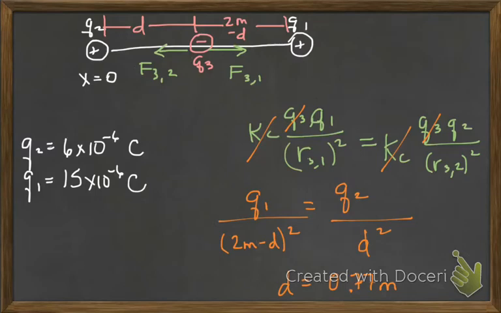Who's got a question right now? Zach. Hey, y'all sit down. What's your question? Why does KC drop out? It appears on both sides of the equation, so when you bring one over, it's going to cancel with the other. The same with Q3.